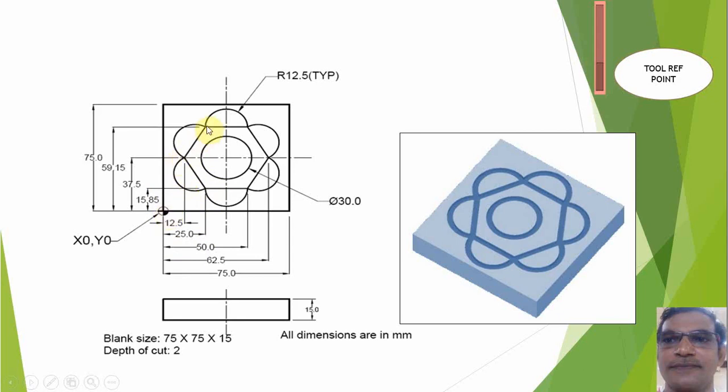Move the cutter to the next: X value is 25, y value will be 59.15, and the next point will be x50. Y value is the same, 59.15, and move the cutter to this point 62.5 and 37.5, and then to this point x value is 50 and y value is 15.85. Come to the last point where we started, x25 and y15.85 is the starting and the end point.